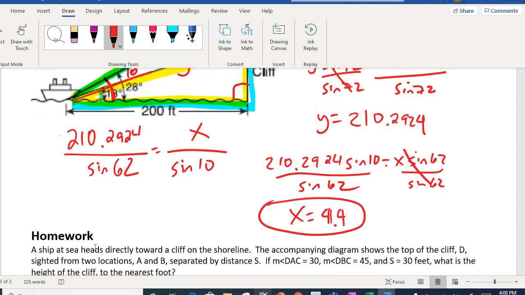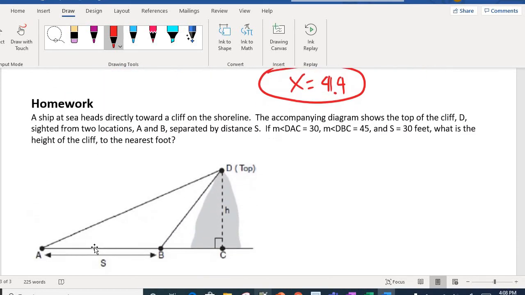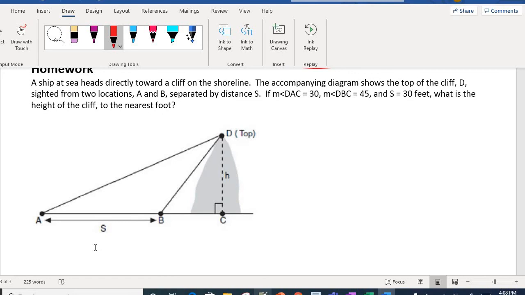All right, last question. This says homework on the sheet. I put it as a regular question in our notes. That's okay. We'll do it right now. So we have a cliff, D. We have sighted from two separate locations, A and B, by S. If angle DAC is 30 degrees, I'll put that in the picture. All right, and then if angle DBC is 45 degrees, and S is equal to 30 feet, what is the height of the cliff? We'll leave that as H, okay?